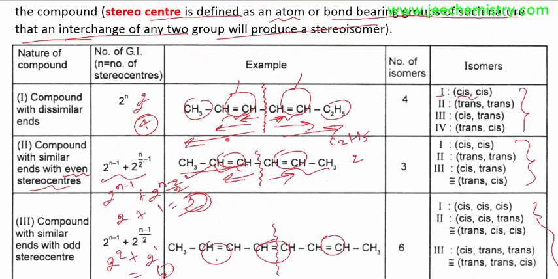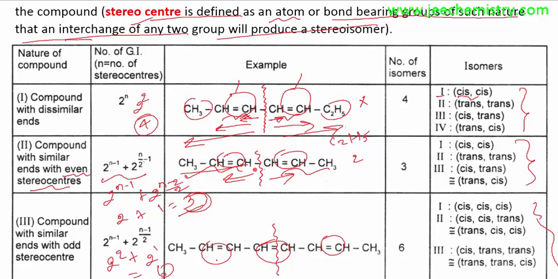First we have to find the number of stereocenters in the compound, and check whether the ends are dissimilar or similar. For checking similar or dissimilar ends, you have to draw a plane in the middle of the compound and check whether left and right are mirror images or not. If they are mirror images, then it has similar ends. If not, as in this case, then they are dissimilar ends. In that case, the number of geometrical isomers will be 2 to the power n, and n is the number of stereocenters. A double bond will act like a stereocenter. I have already explained the definition of stereocenter.